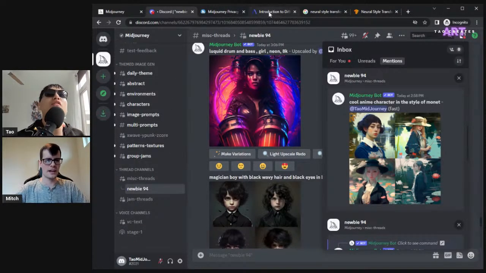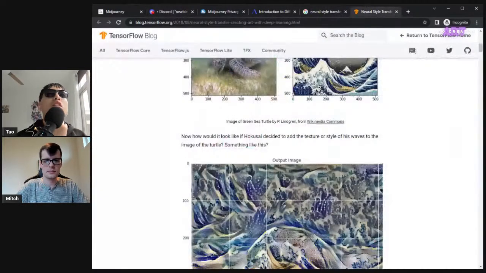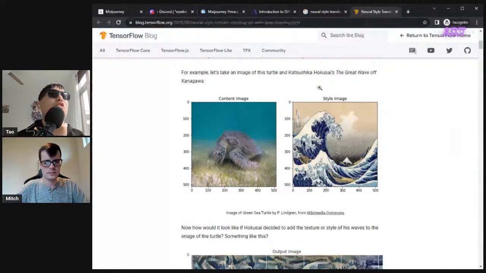So as far as I remember, the first exposure that I had to AI art was this style transfer stuff. Do you remember that stuff? Yeah, this neural style transfer. This is also, I think, the beginning of this direction for sure.